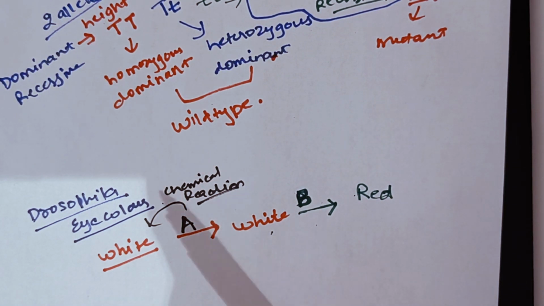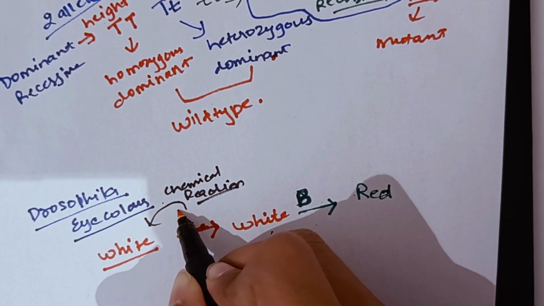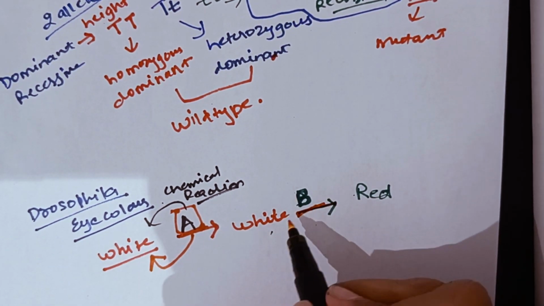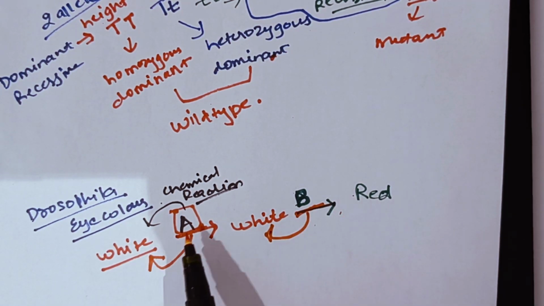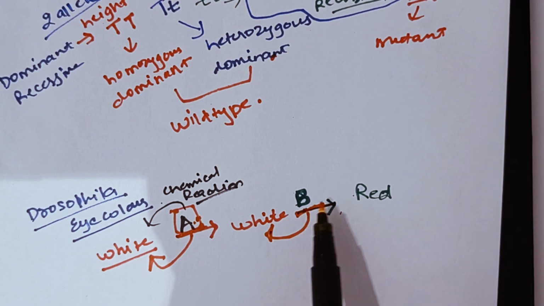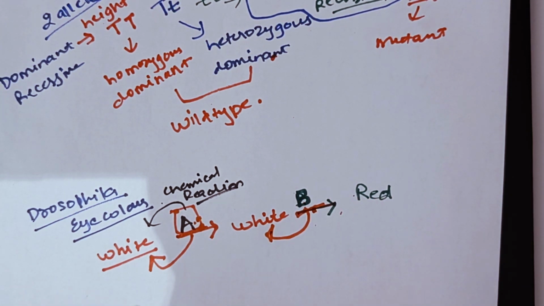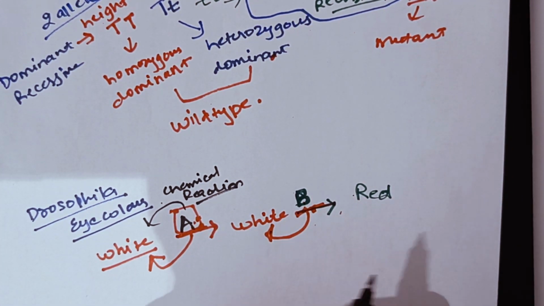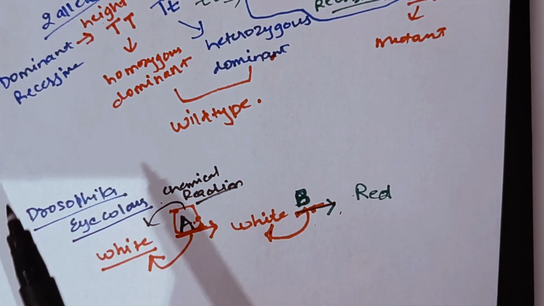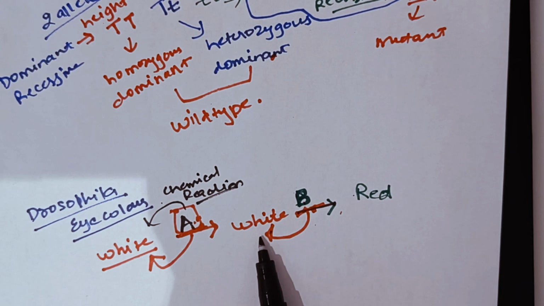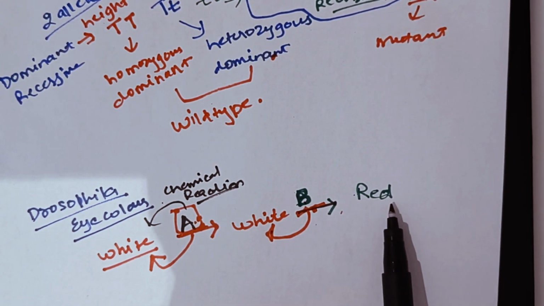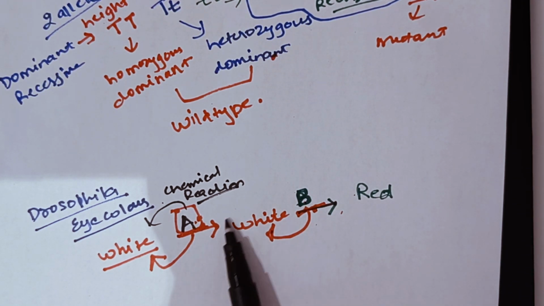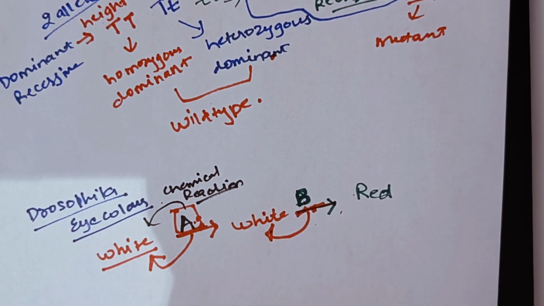So if there is any mutation in A, it will still be white, and if there is a mutation in B, it will also be white, because B cannot function without A, and A cannot proceed further to red without B. So now we want to know, if an individual is still white but not red, we don't know if the mutation is in B or in A. So this test is to check whether the mutation is present in A or in B. So how can we do it?